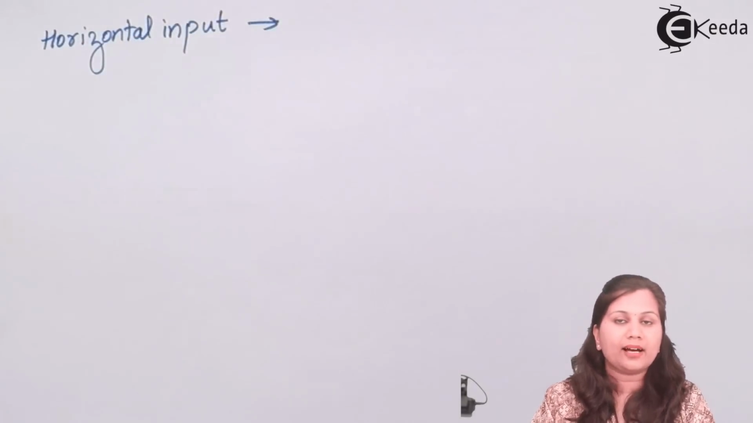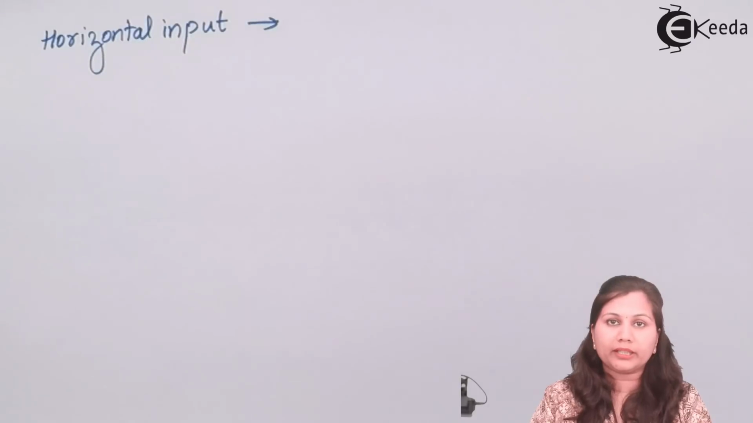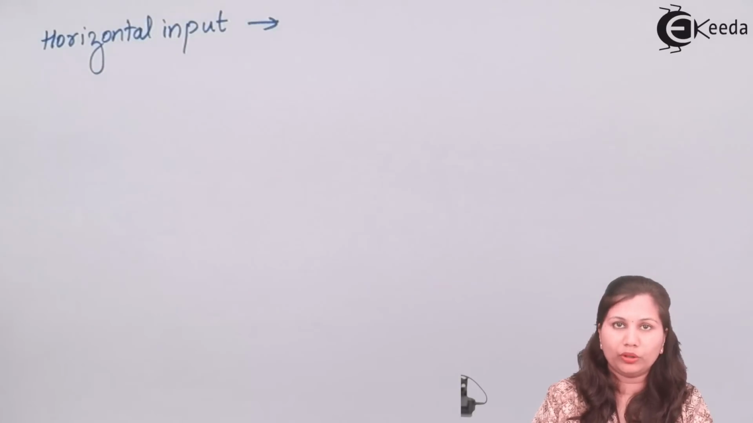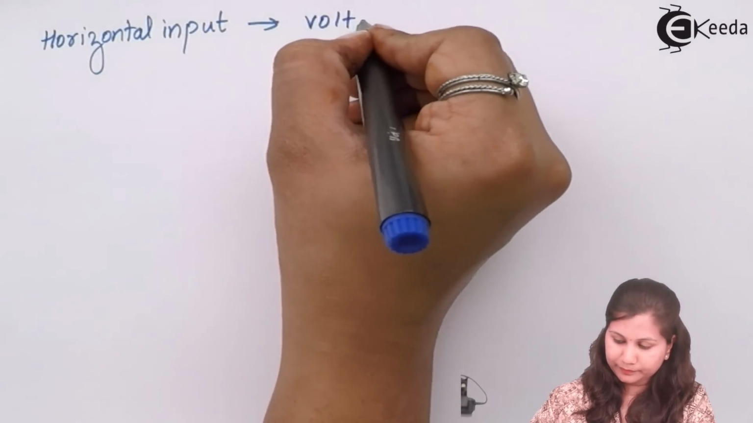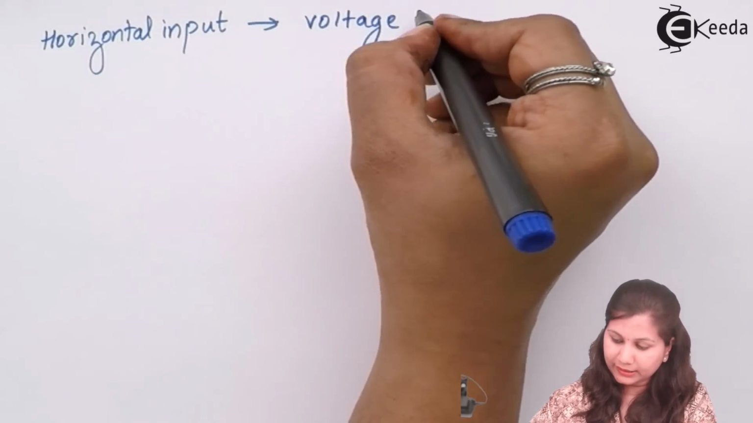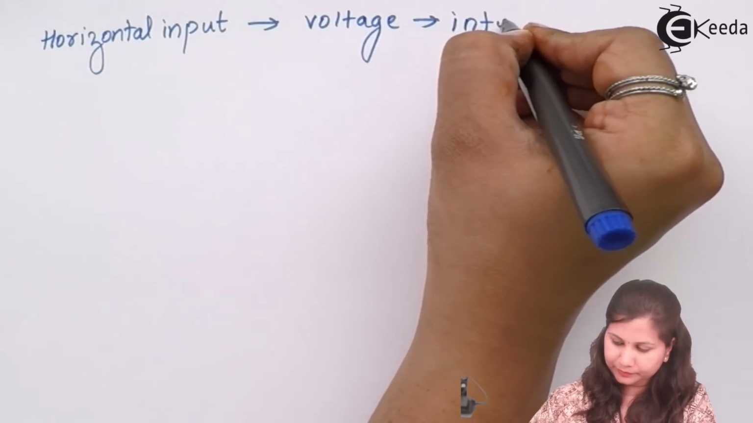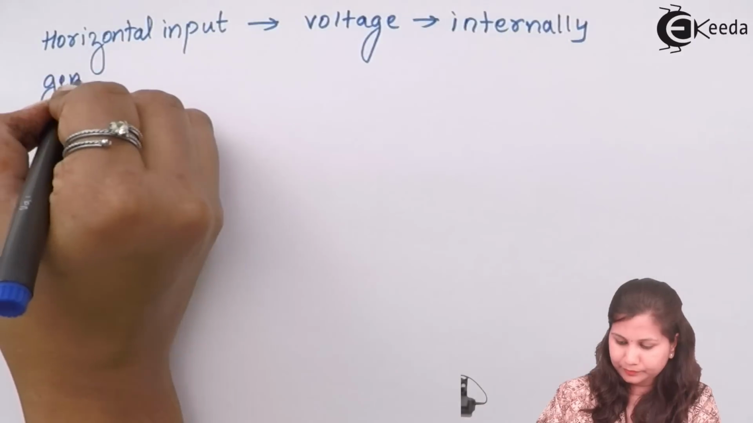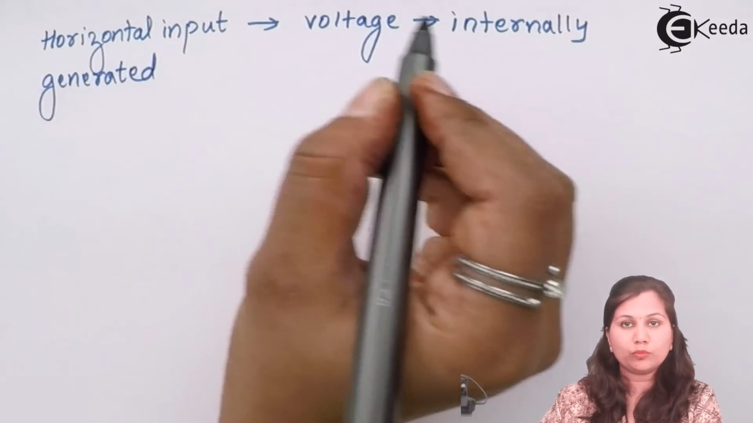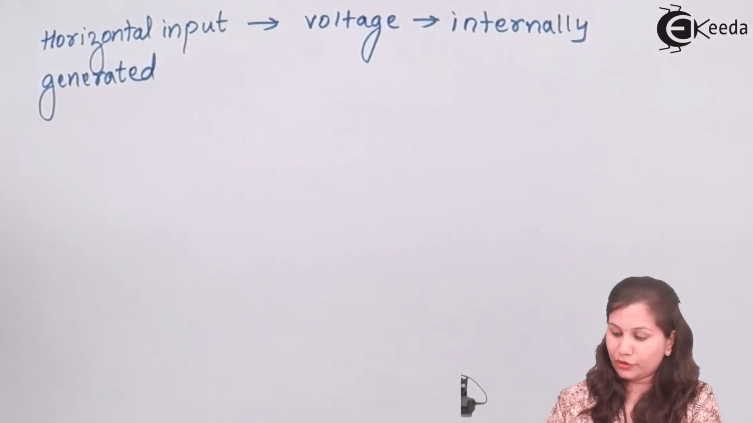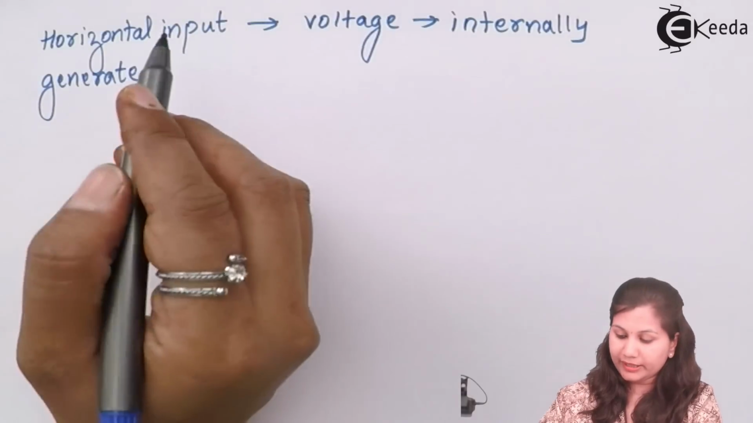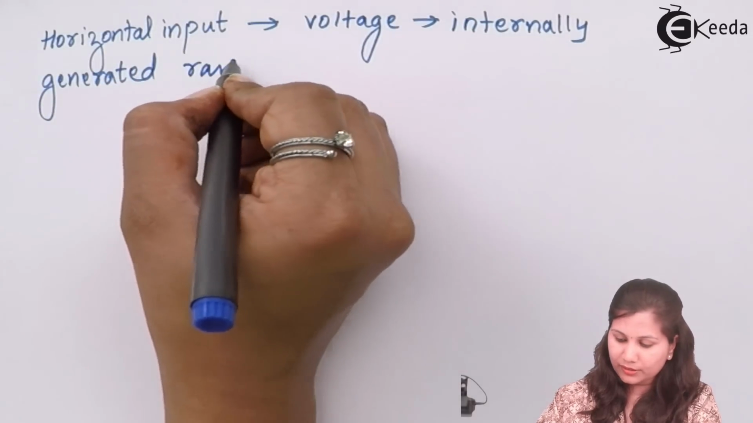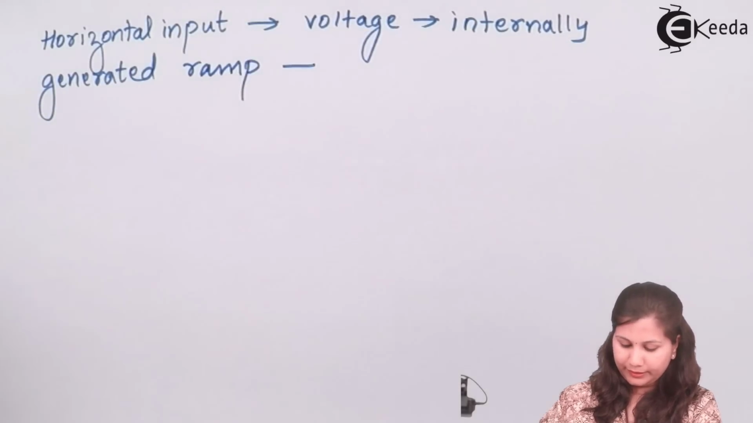Now basically the CRO operates on voltages. So the horizontal input and vertical input will be a type of voltages. The horizontal input is a voltage which is internally generated, and the type of this voltage is a ramp voltage. So we can say that the horizontal input is a type of internally generated ramp voltage which is known as time base.